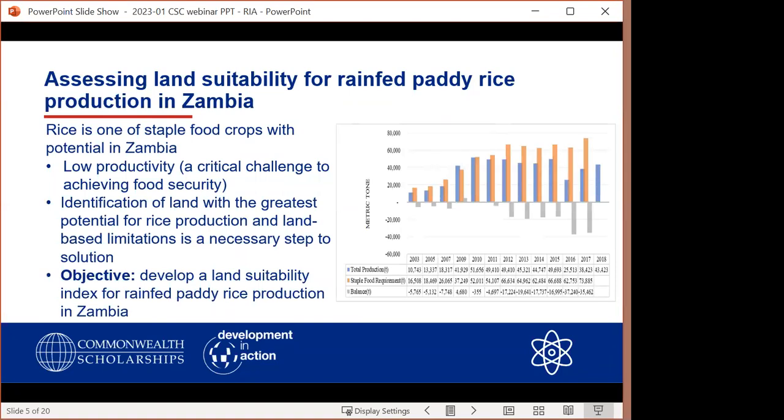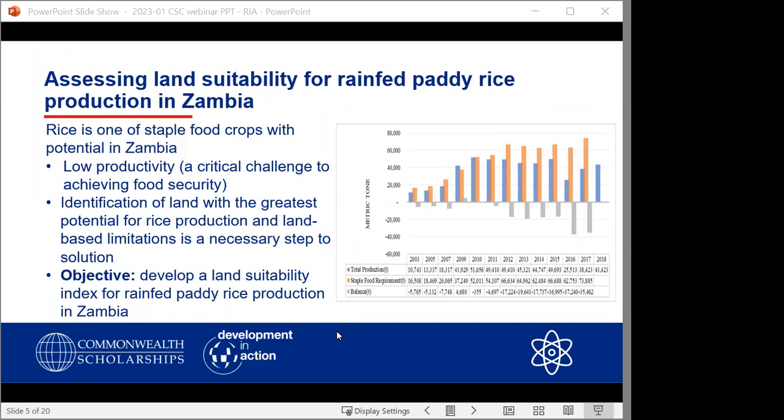Rice is one of the staple food crops in Zambia. It's one of the profitable cash crops for smallholder farmers, and it has a lot of potential to increase the income for rural smallholder farmers. But one of the challenges I found as I was studying rice is that it is the only crop where the domestic production is less than the domestic demand. As you see from the graph there, these are a number of different years, starting from 2003 to 2008, where the total production was recorded against the staple food requirement. And in most of the years, we have a negative balance.